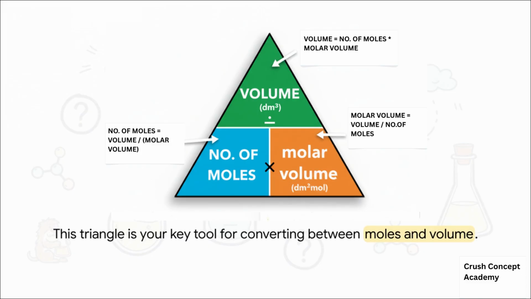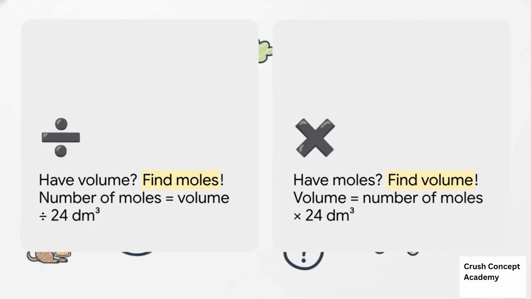Let's break it down. So here's the crucial point. Look at the triangle. If you have the volume and you need to find the number of moles, what do you do? You divide by 22.4. See? Moles equals volume divided by 22.4. And what if you have the moles and you want the volume? You just do the opposite. You multiply by 22.4. It is literally that simple. These 2 formulas are all you're going to need.